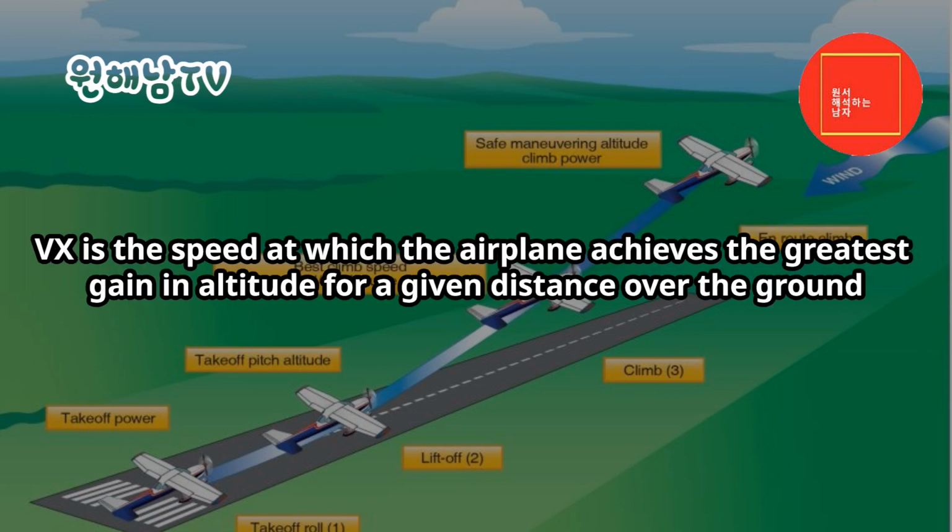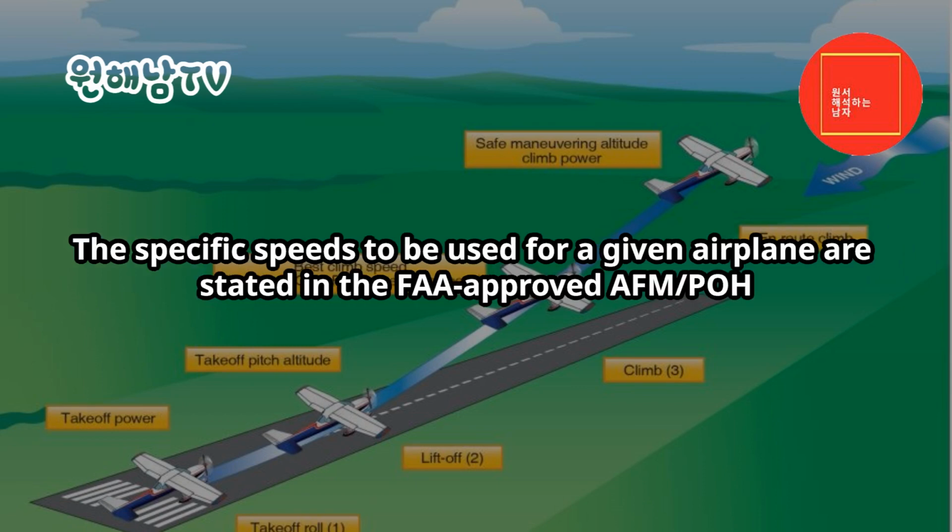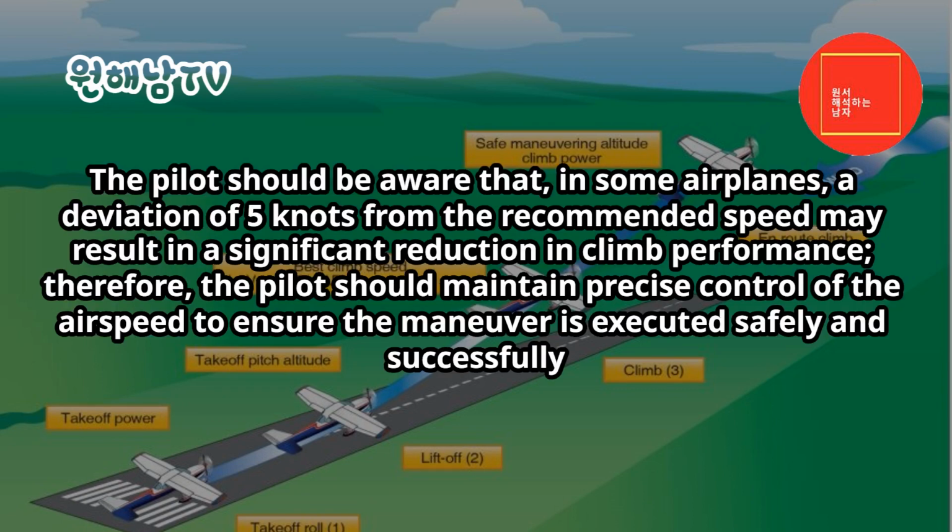Vx is the speed at which the airplane achieves the greatest gain in altitude for a given distance over the ground. It is usually slightly less than Vy, which is the greatest gain in altitude per unit of time. The specific speeds to be used for a given airplane are stated in the FAA-approved AFMPOH. The pilot should be aware that, in some airplanes, a deviation of 5 knots from the recommended speed may result in a significant reduction in climb performance. Therefore, the pilot should maintain precise control of the airspeed to ensure the maneuver is executed safely and successfully.